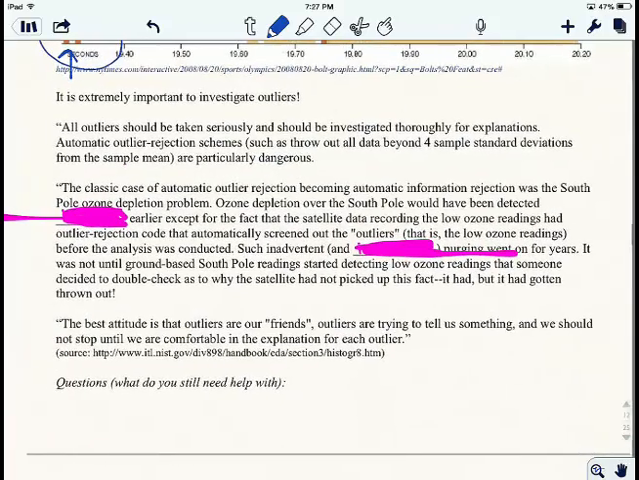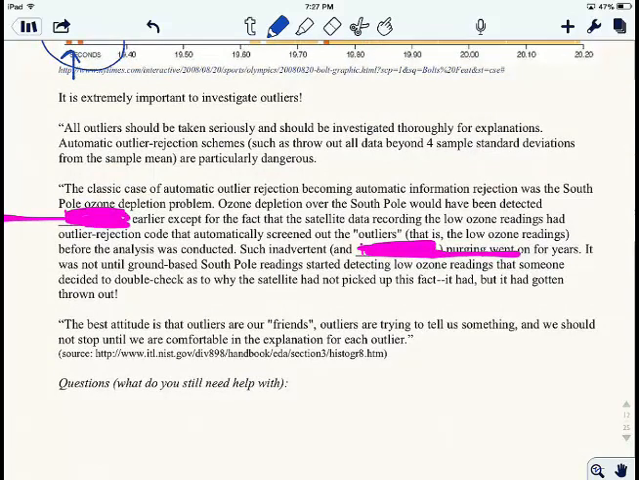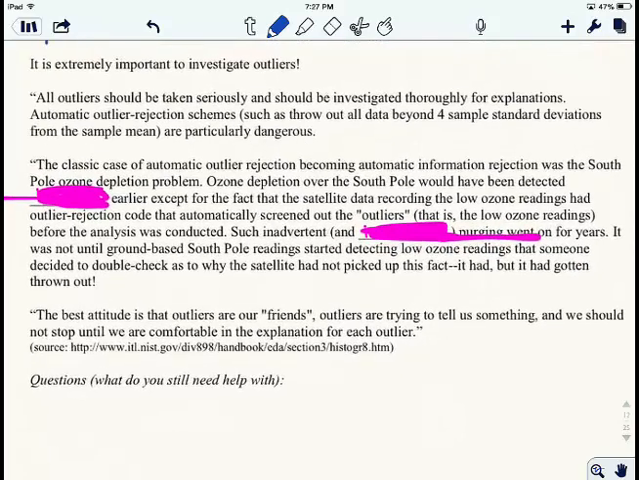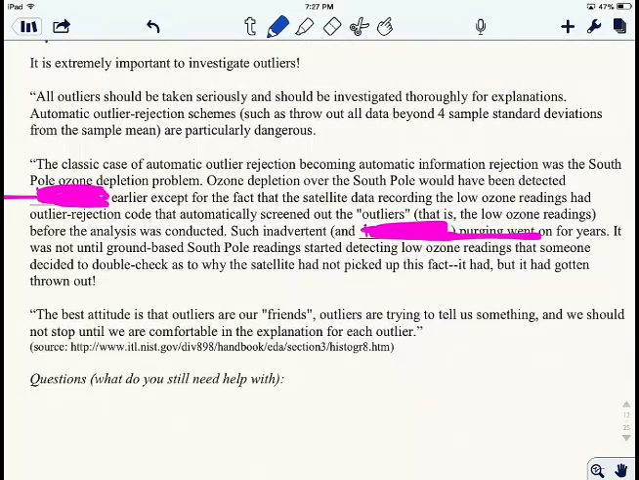Here's another example. All outliers should be taken seriously and should be investigated thoroughly for explanations. Automatic outlier rejection schemes, such as to throw out all the data beyond 4 sample standard deviations, are particularly dangerous. We'll talk about that later, but here's an example. The classic case of automatic outlier rejection becoming automatic information rejection was the South Pole ozone depletion problem.